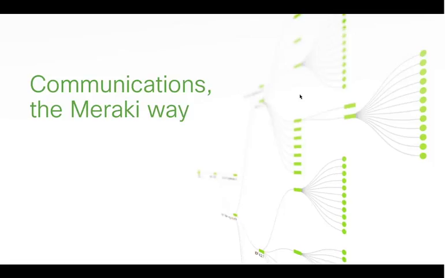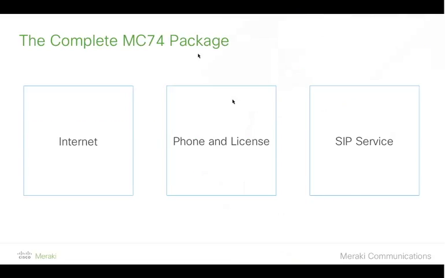And this is really just a supplement to that, for a different model of customer, right? So if you, as a customer, are looking for something very simple and easy to deploy, the whole Meraki story, we're offering you that option with our MC74. And the only three things that you need for the MC74 are below: internet, phone license, and SIP service.